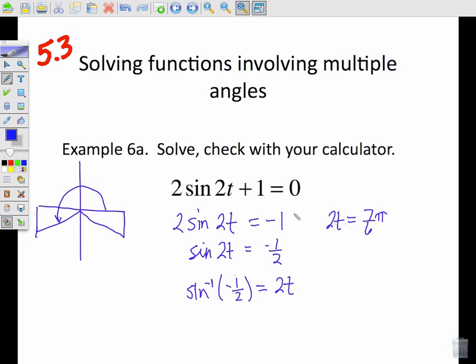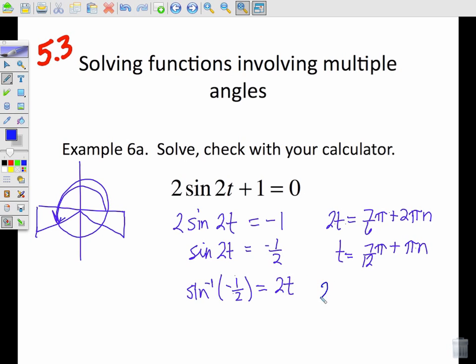And not only is it 7/6 pi, but since we're not limiting our window here, we add 2 pi to it because that takes us all the way around again. So 2 pi n. Remember, we do that in any case where you're not restricting the domain, or you're not restricting the window in which you're finding solutions. If 2t equals 7/6 pi plus 2 pi n, then t would equal 7/12 pi plus pi n. All right, so there's half of our solutions.